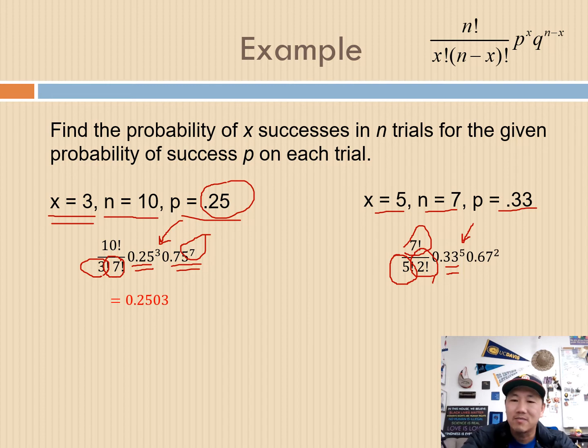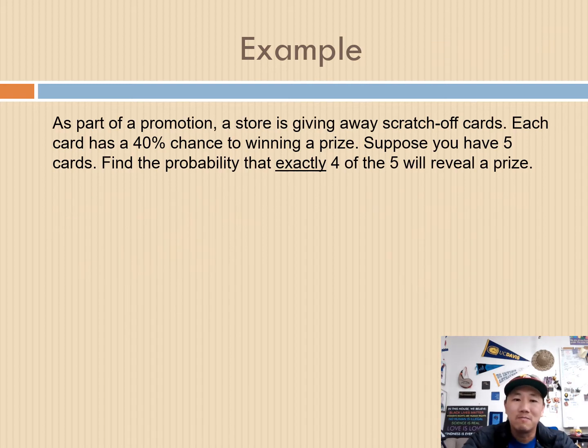And then here's the probability of success, 5 times. And then because the probability of success is 0.33, the probability of failure must be 0.67 because it's supposed to add up to 100%. And that happens twice. Punch it into your calculator. See if you can get that. All right, now let's apply it to an actual problem.